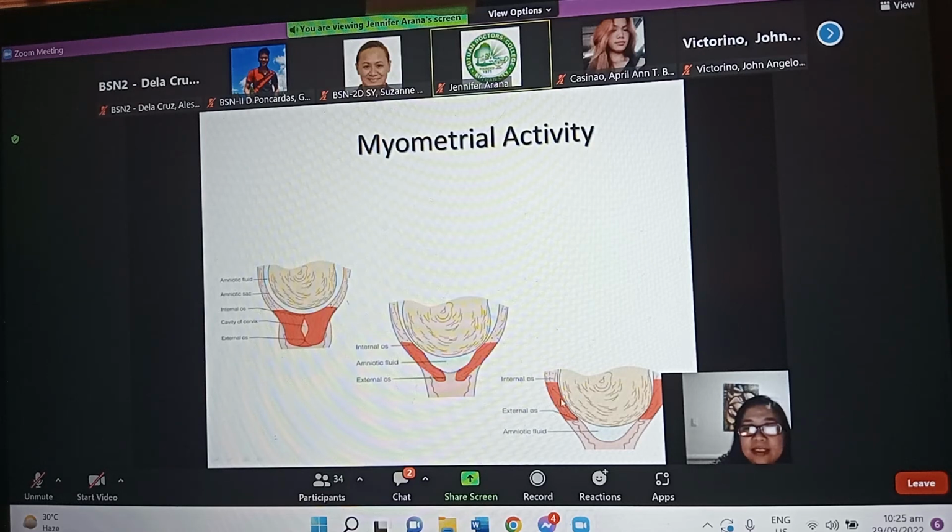Okay, so this is the illustration. Here you see the thinning, I mean, the effacement. Here it is still thick, and here it is already very thin. This is the effacement. And then here, it has opened, this is the dilation. So when it is fully dilated and completely thin, it's easier now for the presenting part to pass through it.